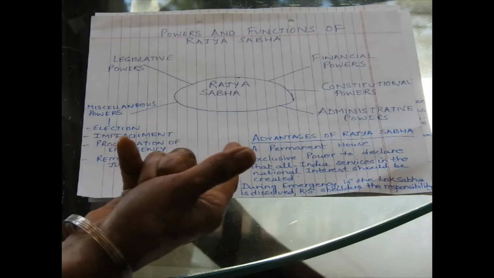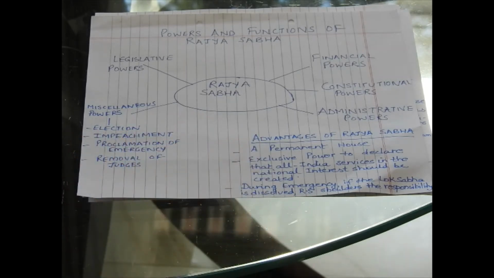Other advantages are also there of this house. The Rajya Sabha is a permanent house, cannot be dissolved. It has special exclusive powers to declare a resolution that the Parliament should make laws in respect of a matter on state list. It also has the exclusive power to declare all India services in the national interest should be created. During emergency, if Lok Sabha is dissolved, then at least Rajya Sabha shoulders the responsibility of the Union Legislature. So this house is also very important. These were the powers and functions of Rajya Sabha.